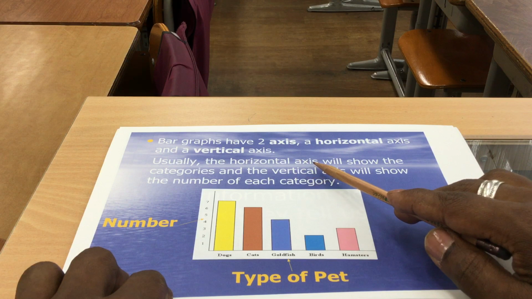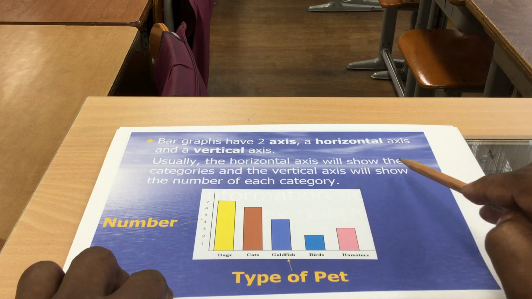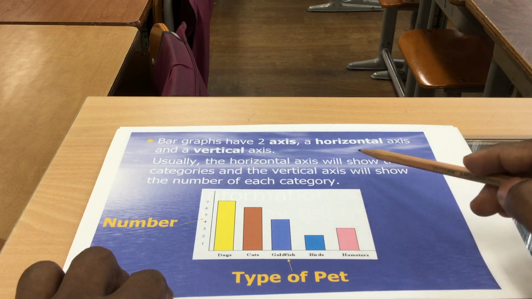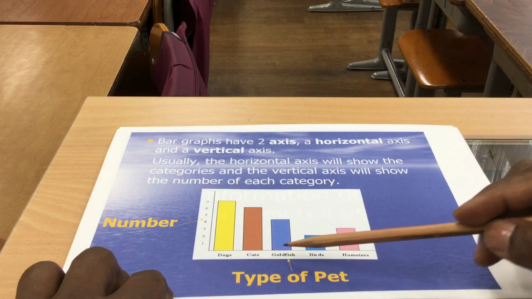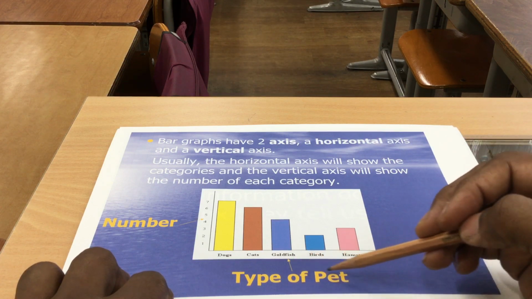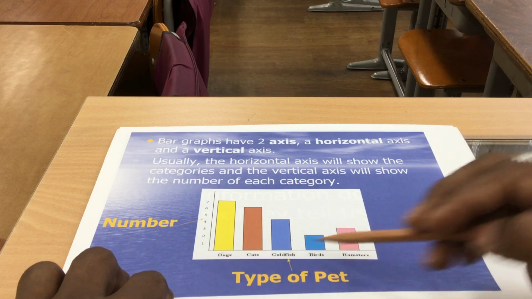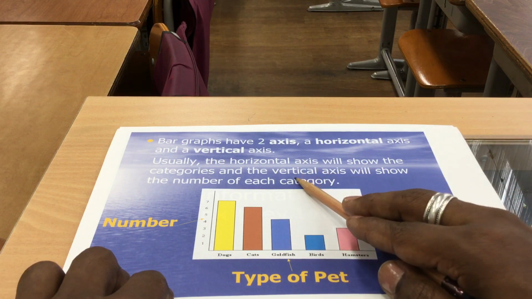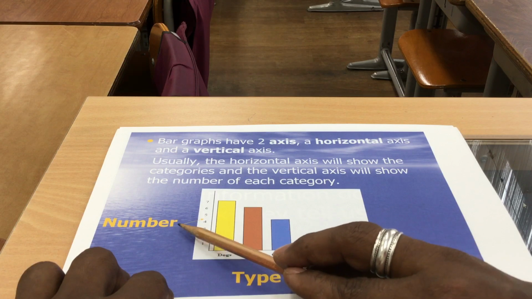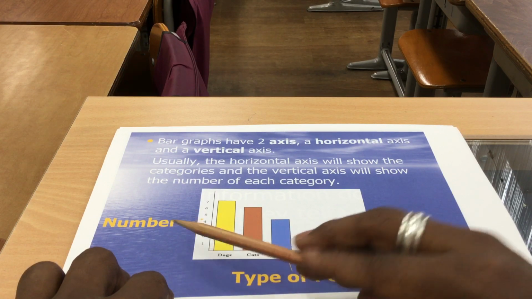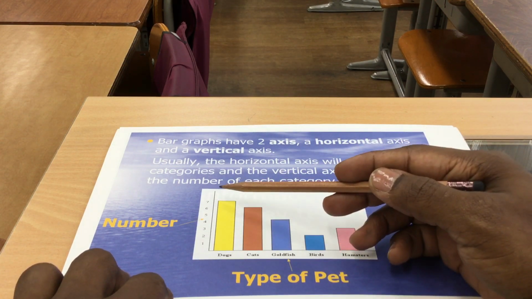Usually, the horizontal axis will show the categories, and the vertical axis will show the number of each category. Let's look here again. Here's our horizontal axis. The horizontal axis here is the type of pet. The horizontal axis goes from left to right. The vertical axis will show the number of each category. Here's our vertical axis, the number. That's the number of people that have these pets. The vertical axis goes up and down.